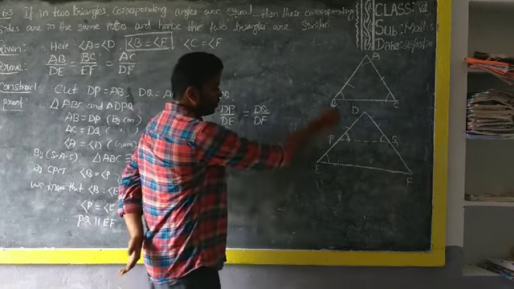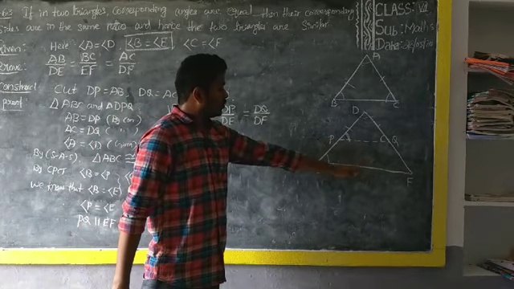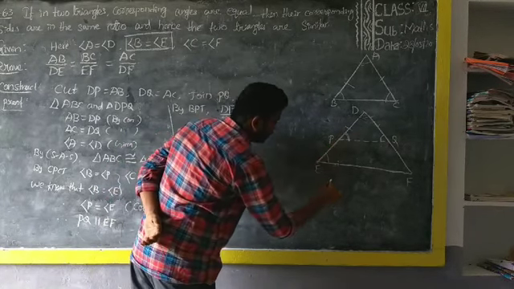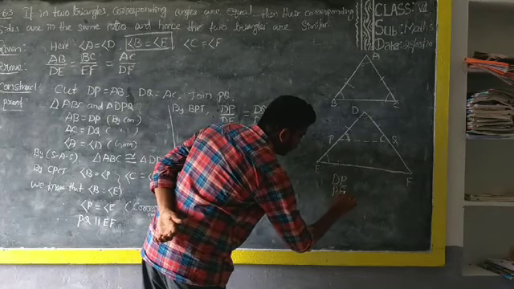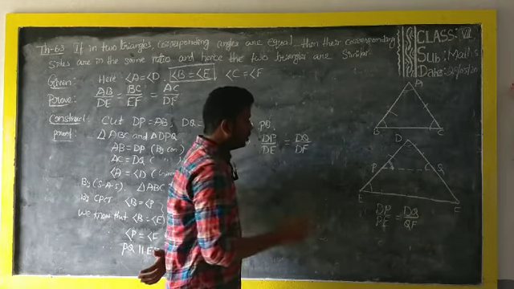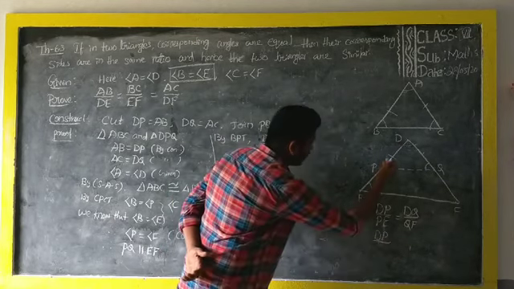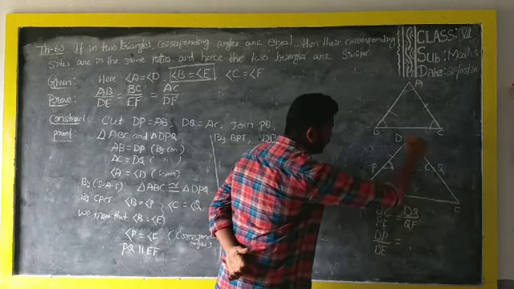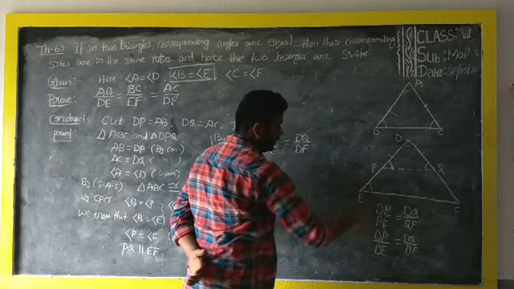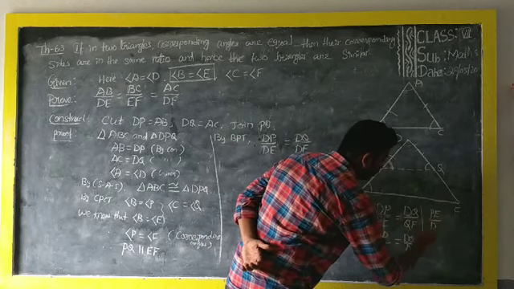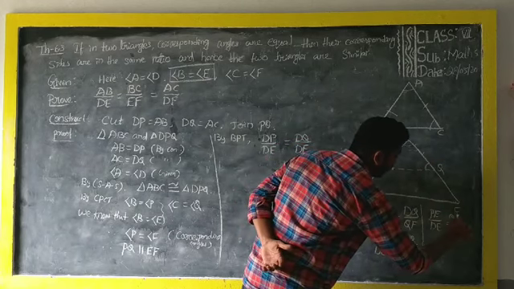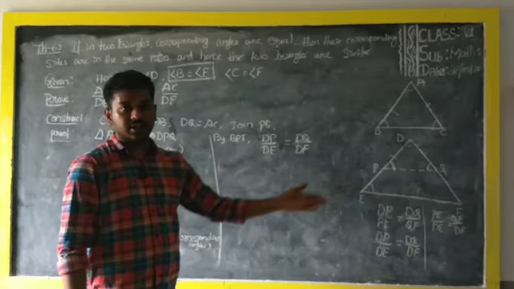We can write in so many ways here. If you observe, if a line is parallel to the third side of a triangle, then the remaining two sides' ratios are: I can write DP by PE equals DQ by QF, or DP by DE equals DQ by DF, or PE by DE equals QF by DF. In these three ways I can write their ratio.